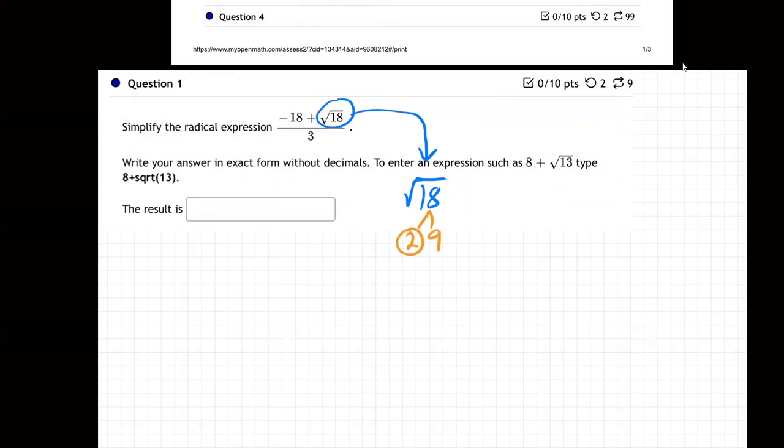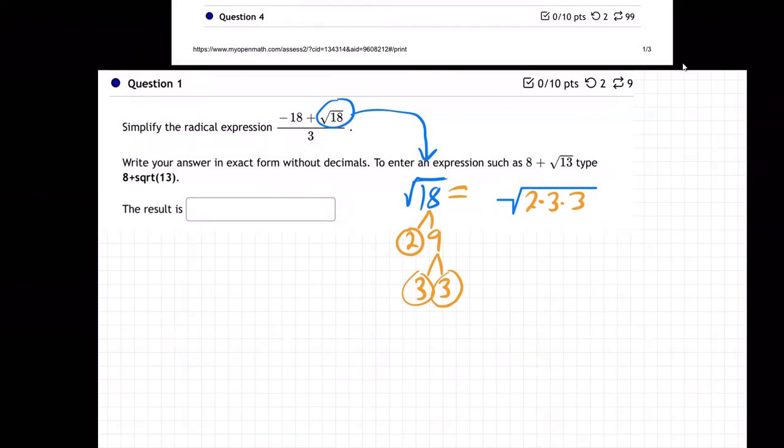Like the 2, can't break that down. I mean, you could say 1 times 2, but you're using the 2 again, right? You didn't really make it smaller. You can't. 2 is what we call prime. It can't break down anymore. How about the 9? 3 times 3, and those can't break down anymore. So there we go. The square root of 18 is 2 times 3 times 3, right? That's the 18, 2 times 9, basically.